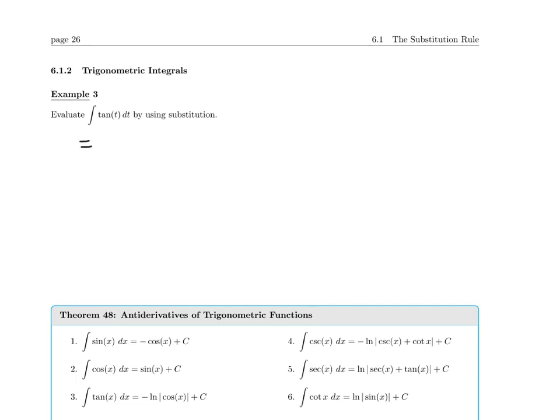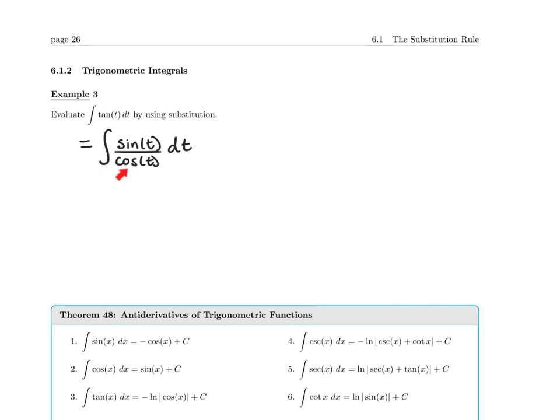Well, one way that we could deal with this is actually to change this tangent into two functions. We know a fundamental trig identity that tangent is the ratio of sine and cosine. So I can rewrite this as the integral of sine of t over cosine of t dt. Now you might be wondering what I should use as my u, because cosine and sine both have some sort of derivative relationship with each other.